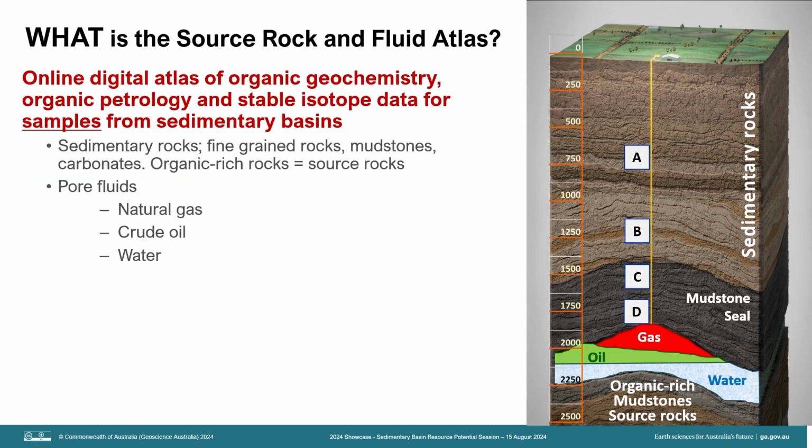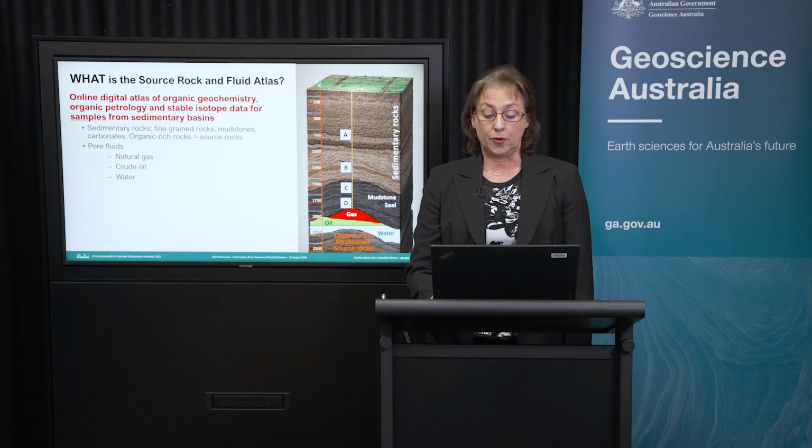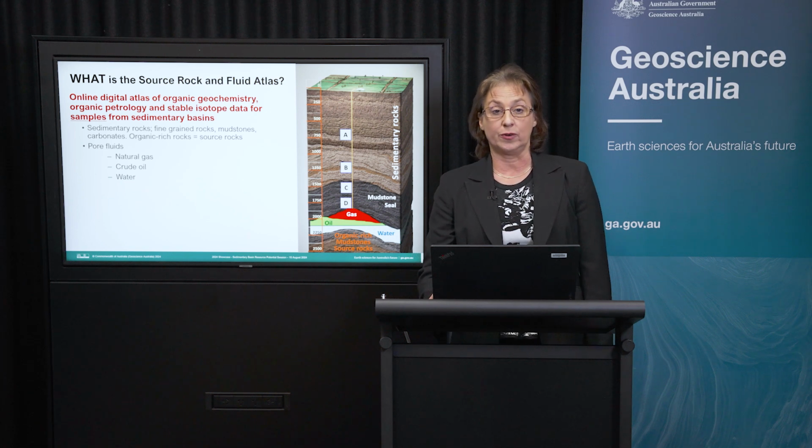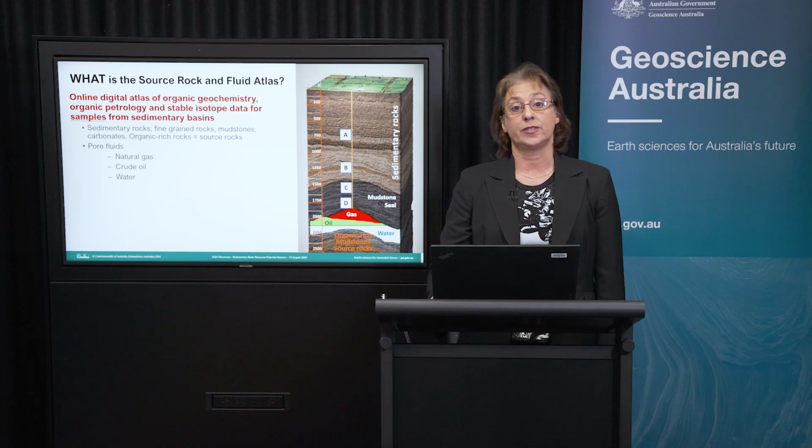The Source Rock and Fluid Atlas is an online digital atlas of organic geochemistry, organic petrology and stable isotope data for samples from sedimentary basins, with a focus on fine-grained sedimentary rocks, including mudstones and carbonates. Organic rich rocks which have the potential to generate hydrocarbons are called source rocks. If there are no source rocks within a basin, then there is no oil or wet gas. The pores in these rocks contain fluids, either natural gas, crude oil, or water. While most wells do not encounter oil and gas, every well recovers rocks that can be analysed in future studies.